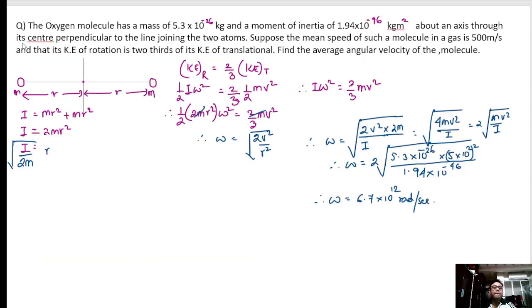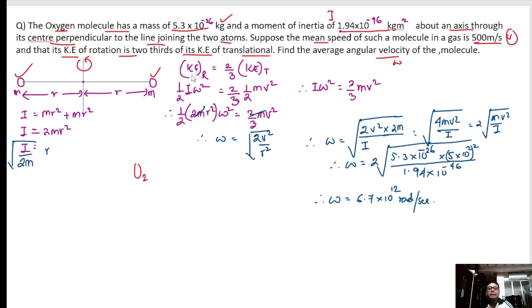Let's see the next sum. The oxygen molecule has a mass of this. So we know the oxygen molecule is O2, so there are 2 atoms of oxygen whose mass is given to us, and the moment of inertia of the molecule is given to us. It is rotating about an axis at the center, like this, about the center to the line joining the 2 atoms. The mean speed of this is given to us. The velocity of the particles is given to us, and the kinetic energy of rotation is 2/3 of the kinetic energy of translation. Find the angular velocity omega.